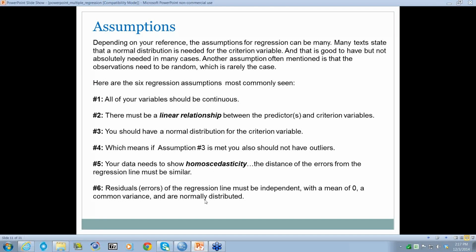And the errors, they must be independent. They need to have that mean of 0, a common variance, and normally distributed. And I'm going to show you this on number 6. When you see it visually, you'll say that's it. It sounded so complicated. It's really not. And hopefully I can show you how it all ties together.